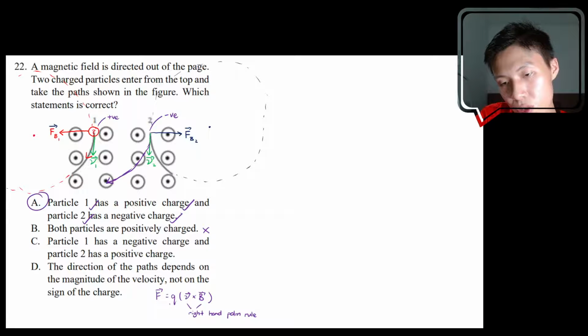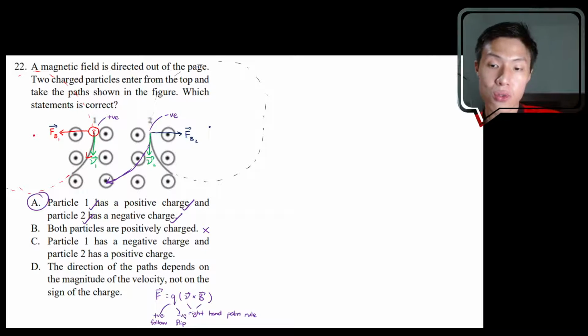And this Q here, because it has positive, it has negative, then this one you follow the direction of your thumb. Negative, then you flip opposite the direction of the thumb. Okay, so these are the things that you use to understand how to determine the direction of the path.